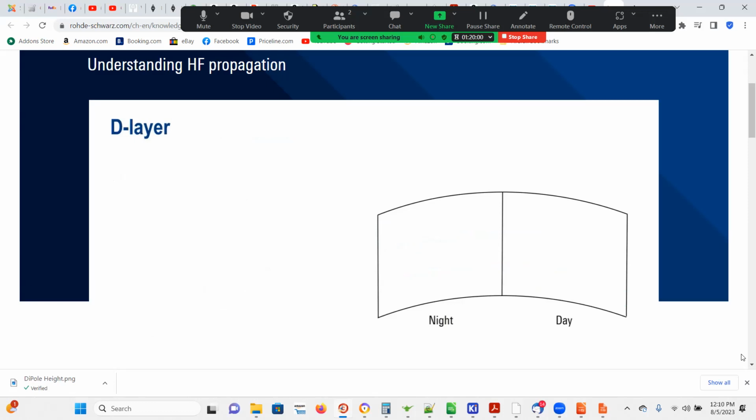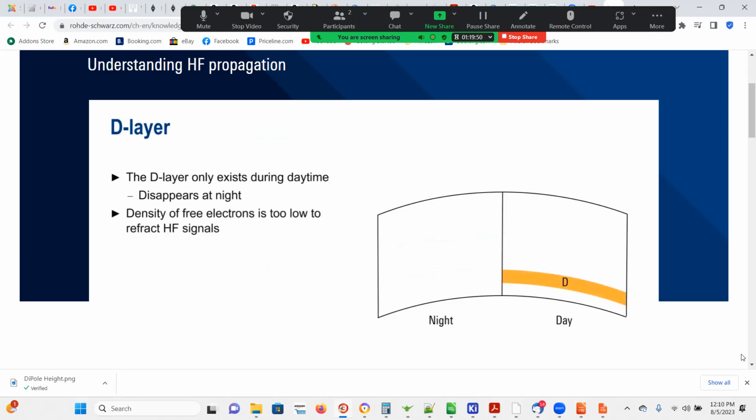Let's start with the lowest level of the ionosphere, the D layer. The D layer only exists during daytime hours and disappears at night. Although the D layer is ionized by solar radiation, the density of free electrons in the D layer is too low to effectively refract HF signals, and therefore the D layer cannot be used for skywave propagation. Instead, the D layer acts as an absorber of HF signals.